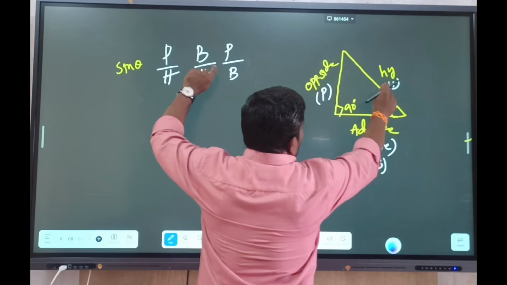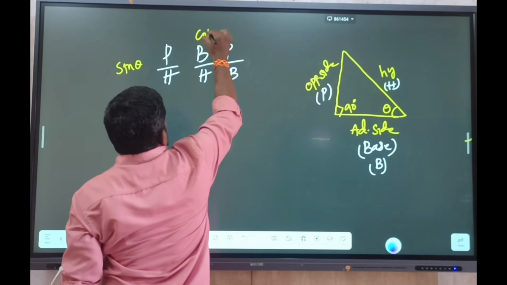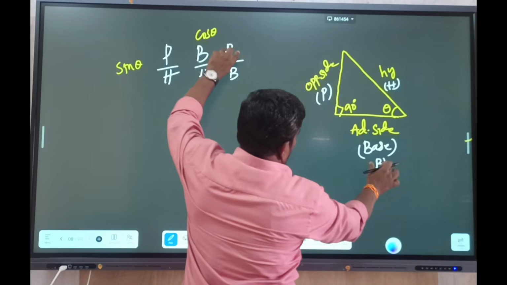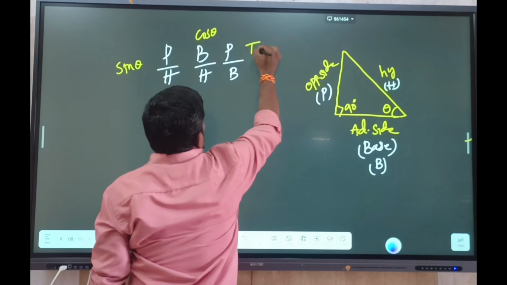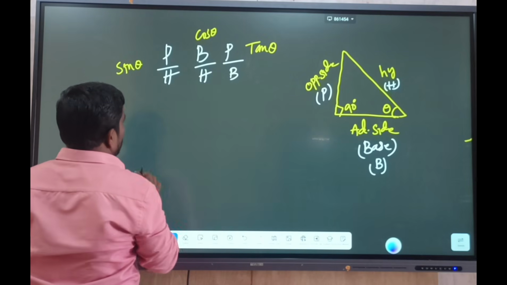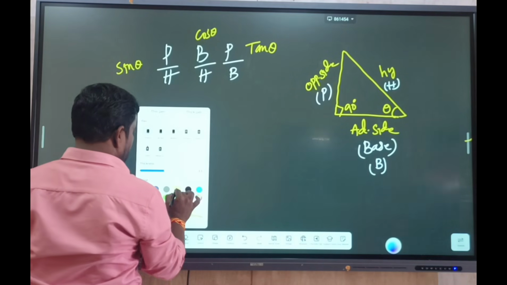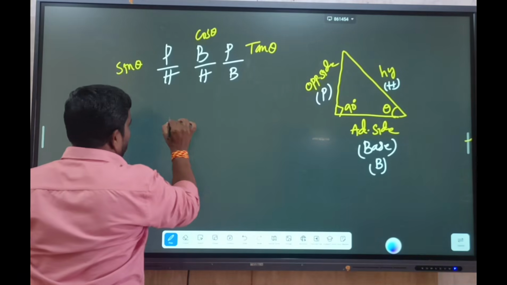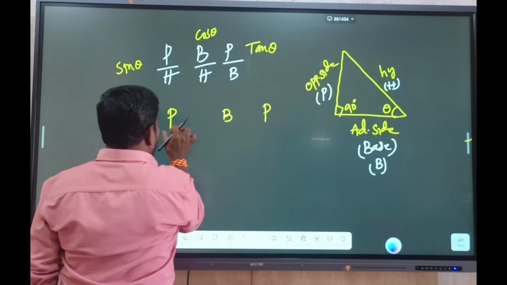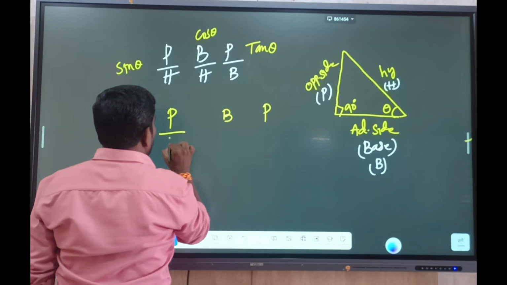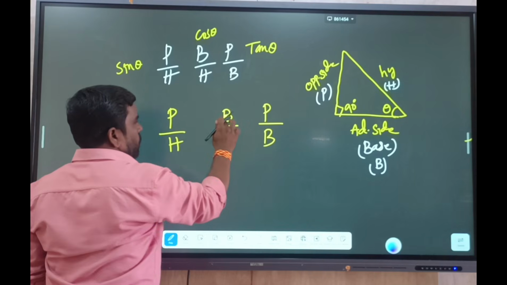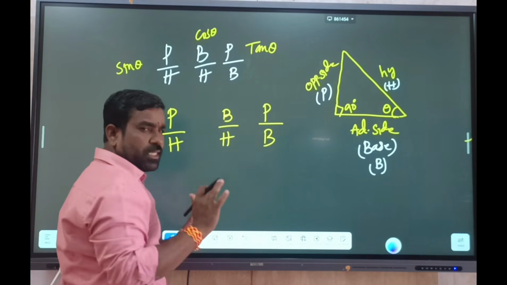Base means adjacent side by hypotenuse, which is cos theta. Remaining, opposite by adjacent is tan theta. So here is a simple shortcut: P by H, B by H, P by B. It is a short name.